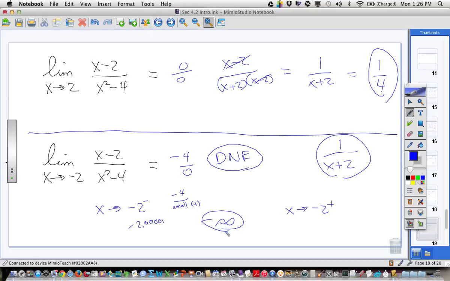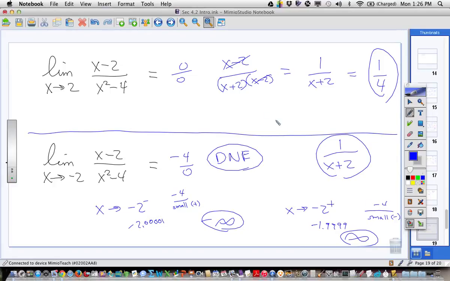Now, -2 from the right would be like -1.999. If you plug it into here, you'd square it, which would be just short of 4, minus 4. So that'd be like a small negative on the bottom. So you have a small negative and a -4 on top. So that's going to be a big positive. Negative divided by negative. Divide by a really small number, it gets big, and it's going to be positive.